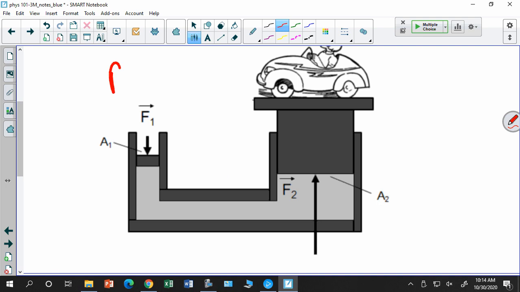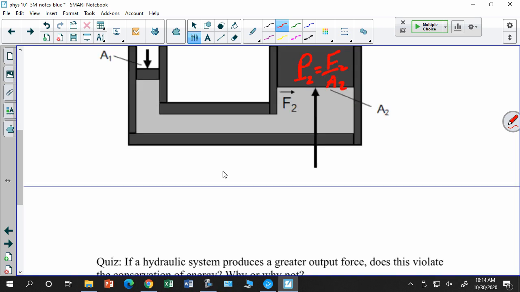And it just says that any pressure P1, which is F1 over A1, is going to be felt throughout. So it would be equal to P2, which is F2 over A2. So if P1 is equal to P2, that means that F1 over A1 is equal to F2 over A2.